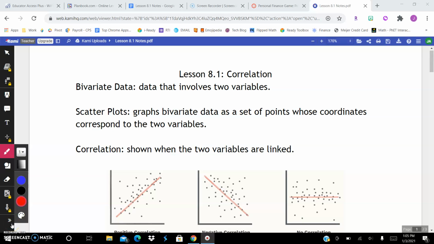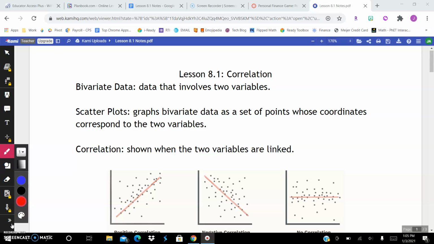In lesson 8.1, we're going to talk about correlation. So a few vocab words before we get started here. Bivariate data is data that involves two variables. So we're going to be talking about two different situations that can change. And scatter plots are graphs of this bivariate data as a set of points whose coordinates correspond to two variables.